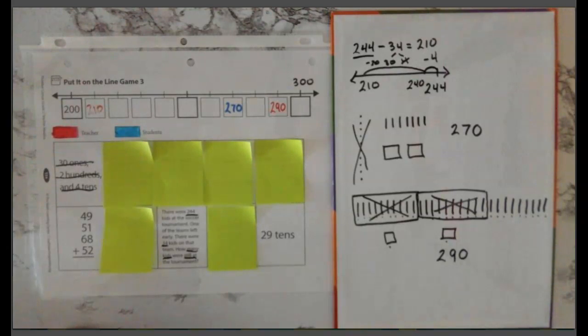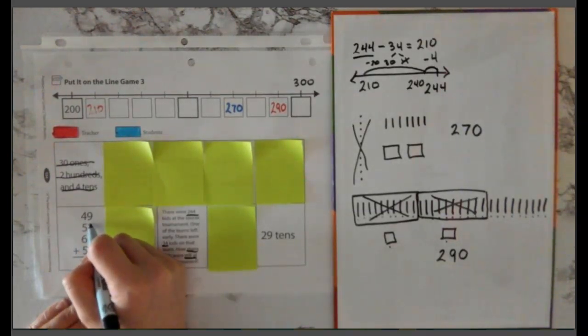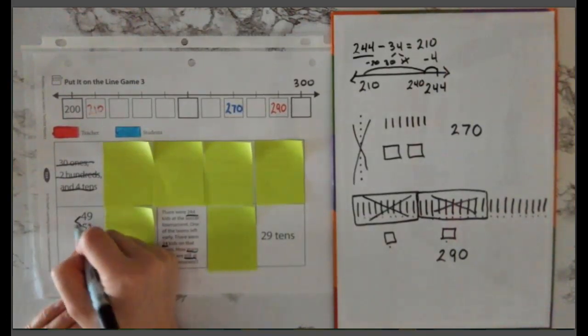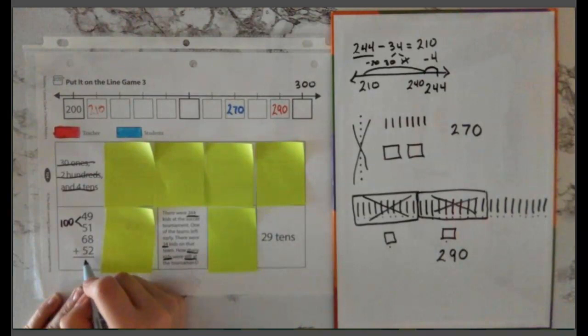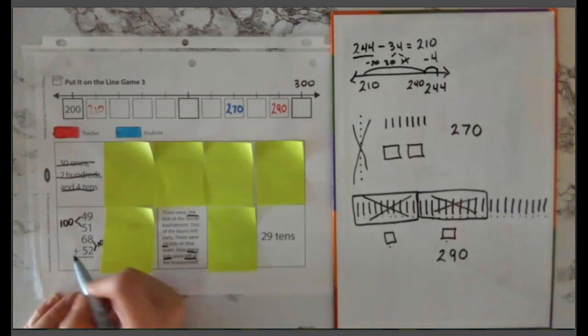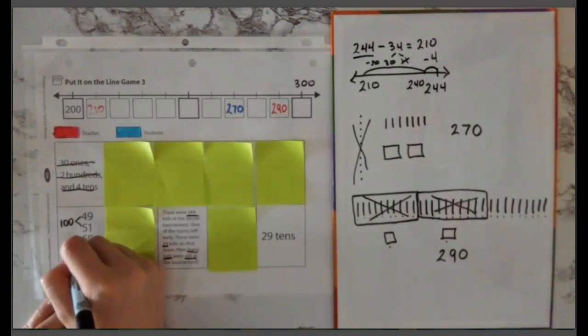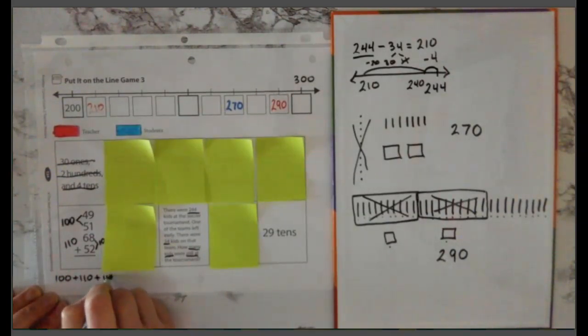Well, I see here that we have 49 plus 51. Well, I know that if we have 49 and we add one more, it's 50. So really, if we think about 49 plus 51 as 50 plus 50, well, that's just 100. And if I'm looking at 68 and 52, well, I know that 8 plus 2 equals 10. And I know that 5 plus 6 equals 11. So that's really 110. So I have 100 plus 110 plus 10 more.